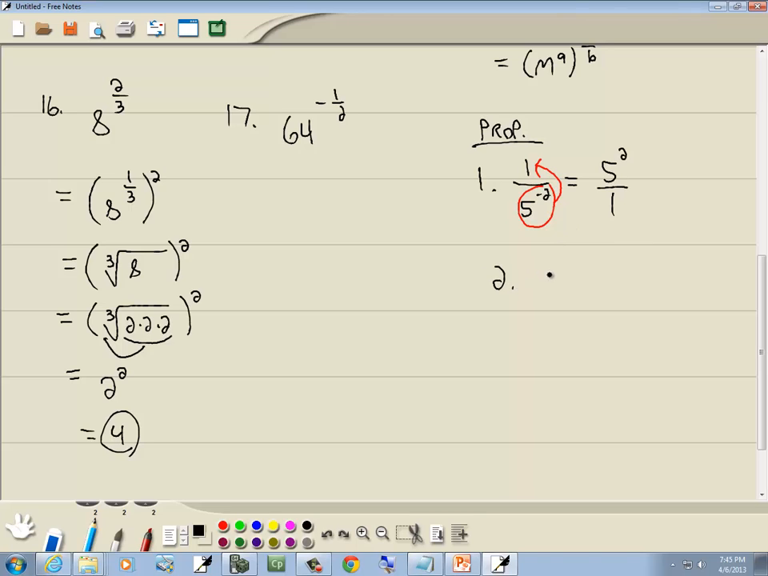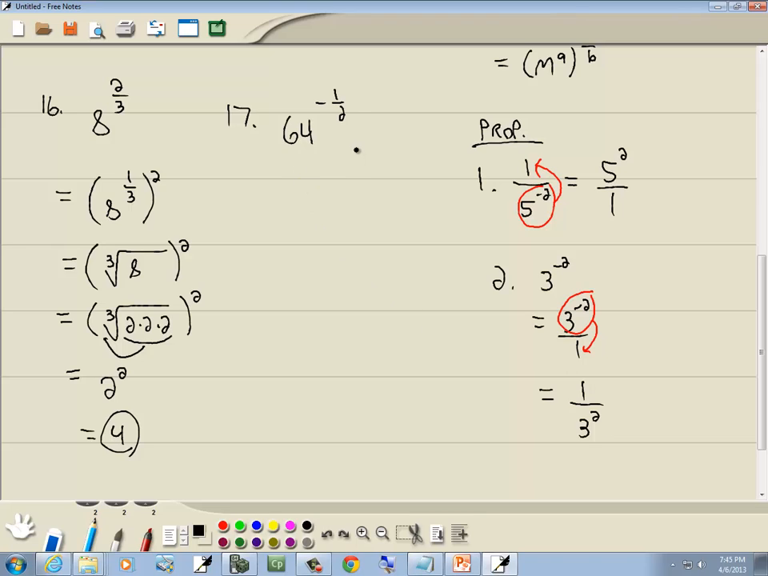Now if we start out with something like this, 3 to the negative 2. In order to move it opposite of where it's at in a fraction, you have to put it into fraction form. So this would become 3 to the negative 2 over 1. And again, we're going to move the part with the negative exponent opposite of where it's at in a fraction. So we'll take 3 to the negative 2 downstairs to the denominator, and it becomes 3 to the positive 2.